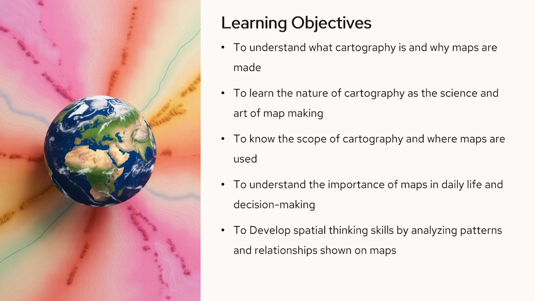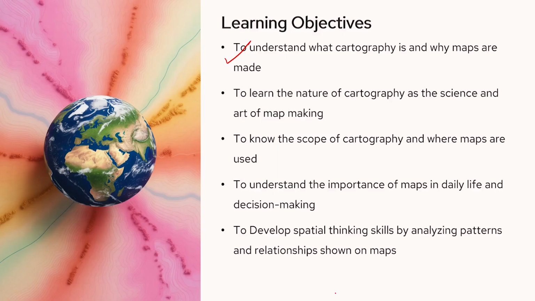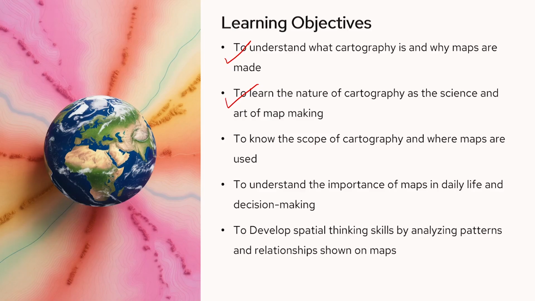So, we have to see what are the learning objectives of this lecture. The first learning objective is to understand cartography. What is meant by cartography? What is the definition of cartography? The second one is to learn the nature of cartography as a science, technology and art. Why is it considered as art, science and technology? Let us discuss that.